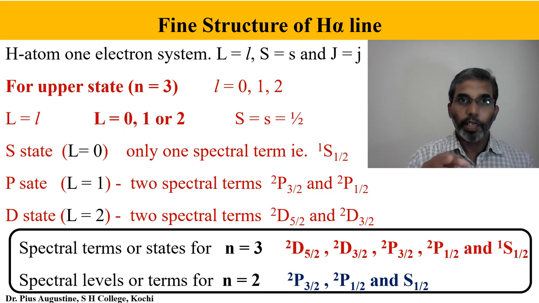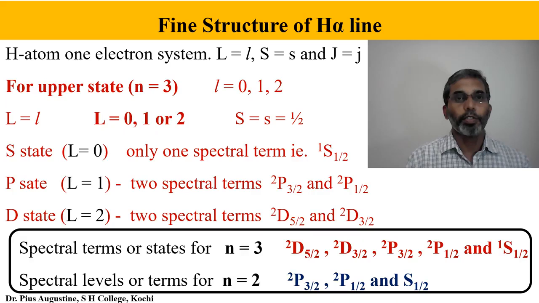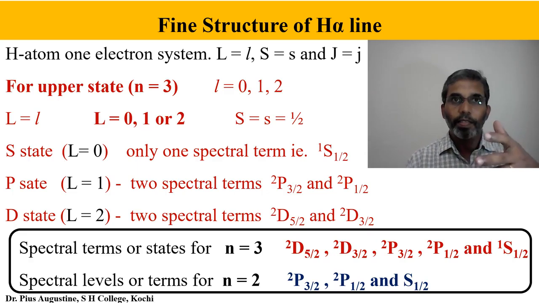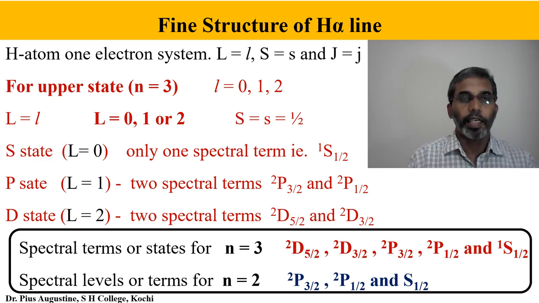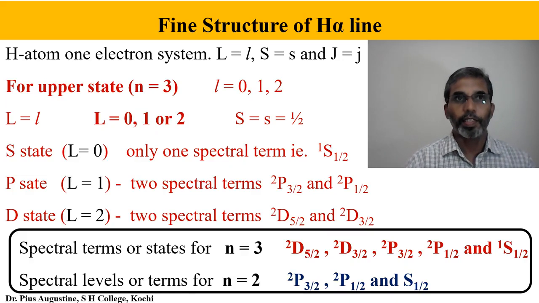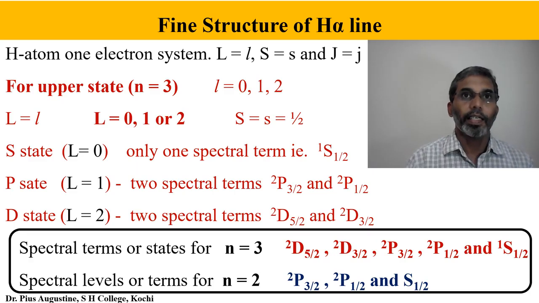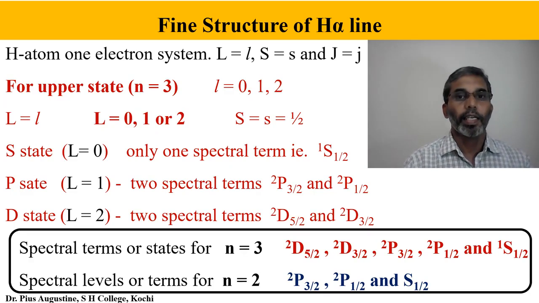Similarly, you can work out for n equal to 2, and the possible states would be 2p 3 by 2, then 2p half and s half, or 1s half. Right? So there are 5 levels in the top and 3 energy states in the n equal to 2 state. Okay, so with the help of these 5 top and 3 bottom, you can describe the various components of the H-alpha line, H-alpha spectrum.